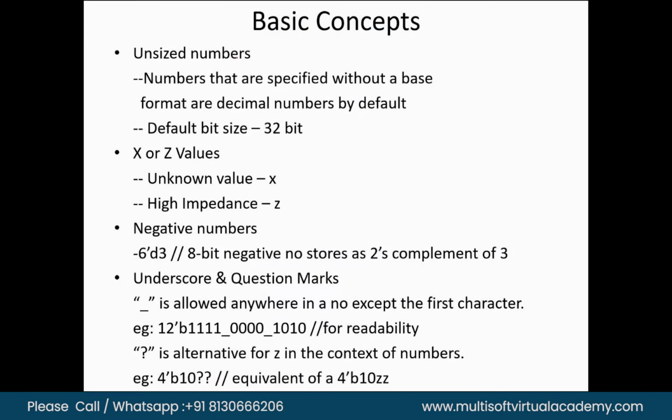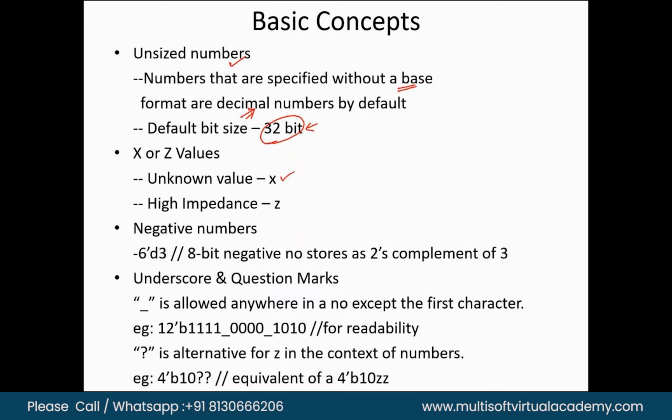The other one is unsigned number. So when it is represented without any base format, it is nothing but an unsigned number. When it is an unsigned number, the default size is 32-bit. The default size it will take is a 32-bit value, and the format will also be decimal. And other things are X and Z values.